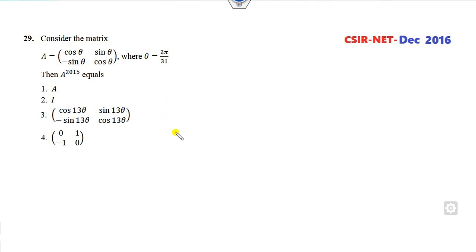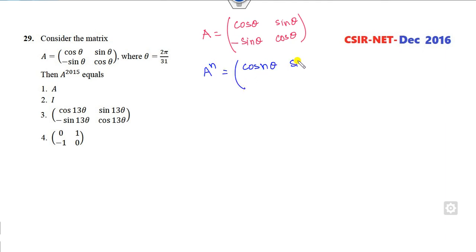Okay, look at this one. So A is given to you, A raised to the power n. Again a very simple question, because this is my cos and sine, this is my cos and sine. So whenever there is a cos and sine, what is A raised to the power n? It is nothing but n into theta. This is the general formula for that.